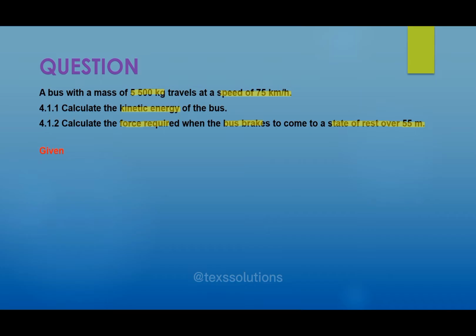If we look here, we are first given a mass of 5,500 kilograms. So the symbol which we use for mass is m, and that is equal to 5,500 kilograms. Next, we are given a speed. The symbol which we use for speed is v, of 72 kilometers per hour. However, here we will notice that speed should not be in kilometers per hour. It needs to be in meters per second. So to convert from kilometers per hour to meters per second, we are going to divide by 3.6. So 72 divided by 3.6, we now have a speed of 20.833 meters per second.